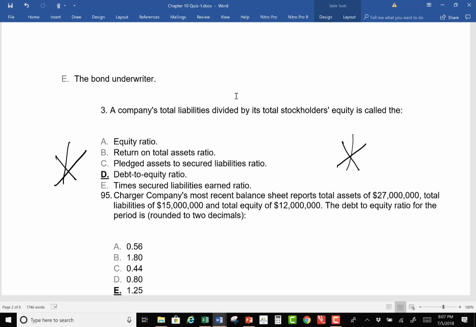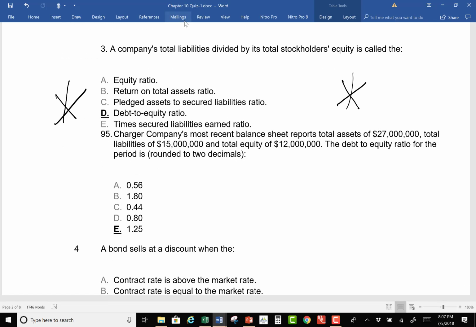Okay. Now you look at this particular question, and they tell you that Charger Company has on its balance sheet assets of $27 million, liabilities of $15 million, and equity of $12 million. Can you set up the debt to equity ratio? $15 million divided by what? $12 million. Right?